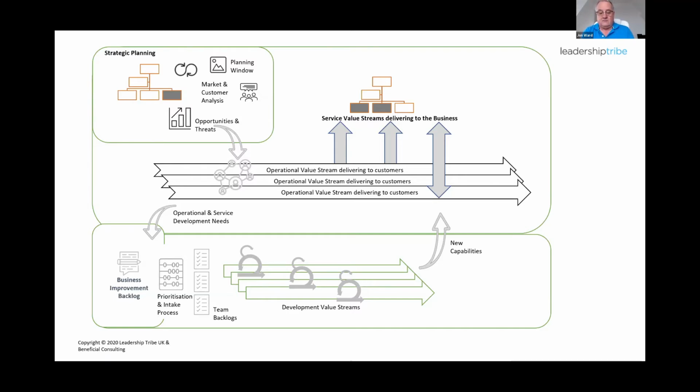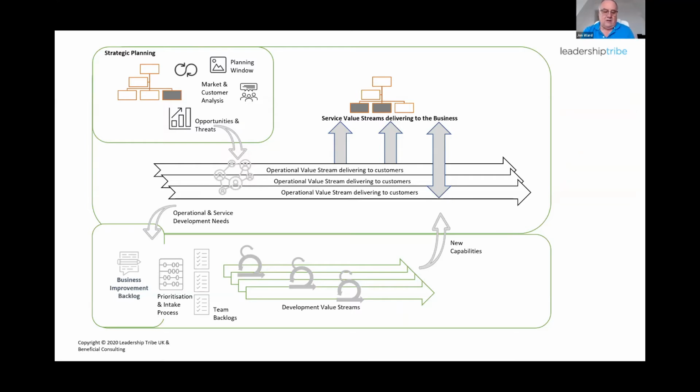Then that development value stream will deliver those capabilities to the operational value streams. Okay, the agility is created by the operational value stream's ability to absorb those changes. So as agile practitioners, what we need to do is to look at that operational value stream and understand how it's operating, whether it's efficient, whether it's effective.